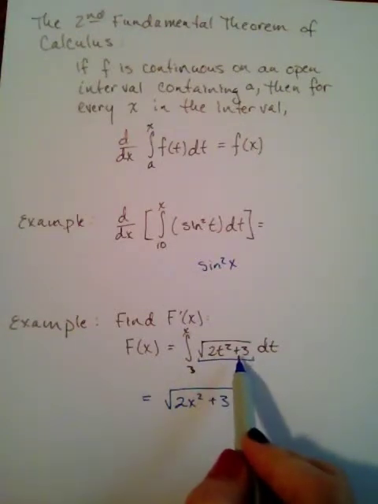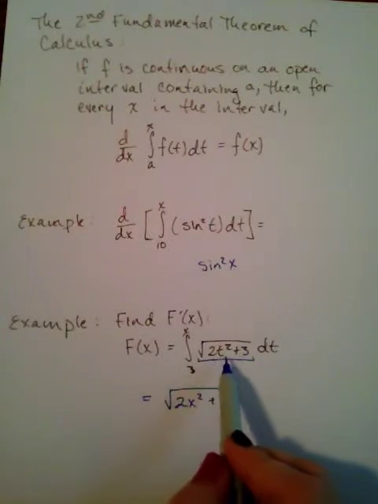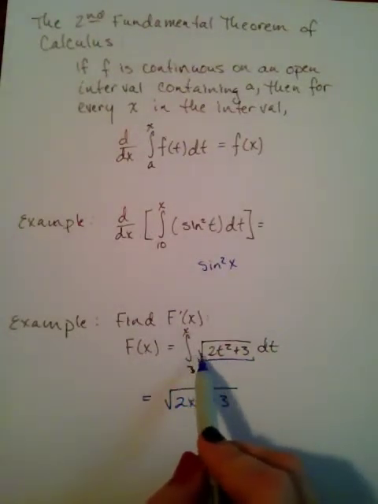This looks like it should be u substitution. U would be 2t squared plus 3, but your du would be a 4t dt, and you don't have a 4t sitting on the outside. In fact, you don't have a t on the outside.